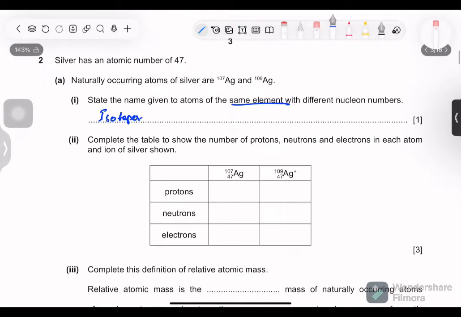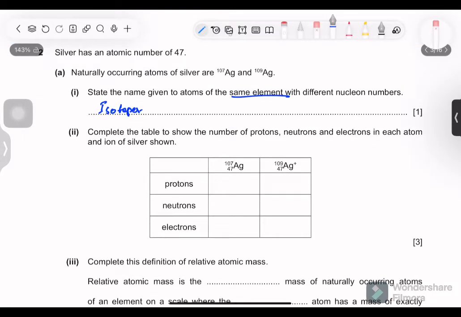Now we have to complete the table to show the protons, neutrons, and electrons. So the number of protons is shown by the atomic number, 47. This is a neutral atom, so the number of protons should be equal to the number of electrons, 47 again. And the neutrons is the mass number minus the proton number. So 107 minus 47, which is 60.